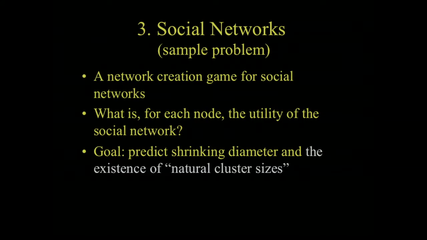Okay, there are works in sociology that say that natural social groups have a size, and 100 has come up as a number. Plato thought that the ideal city would have 5,040 inhabitants. That happens to be 7 factorial. So, all right.